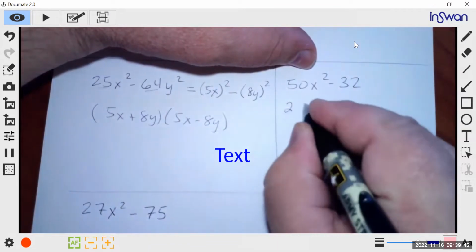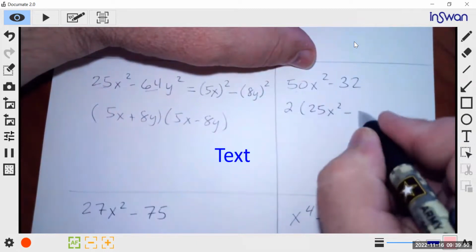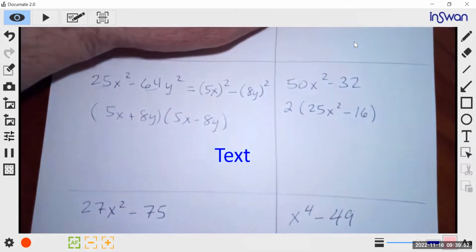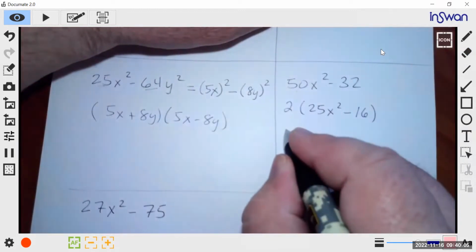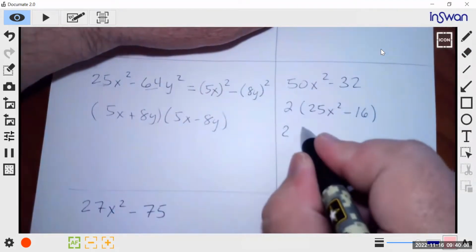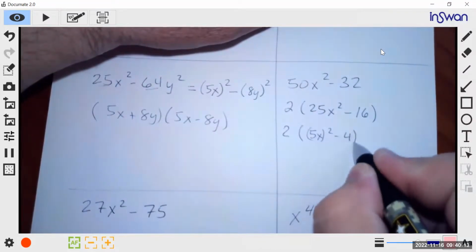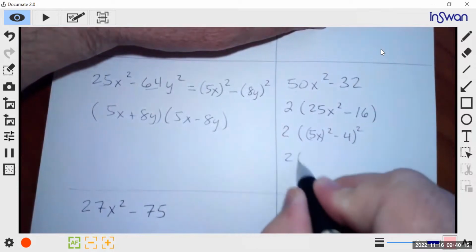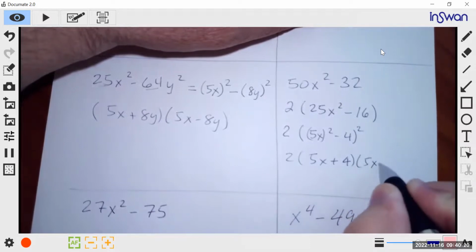Take out a 2. That gives us 25x squared. Half of 32 is 16. How about now? Now it's 5x squared minus 4 squared. 5x plus 4, 5x minus 4.